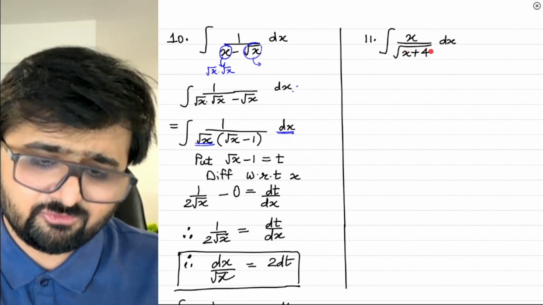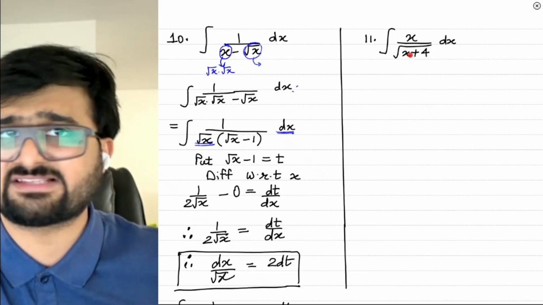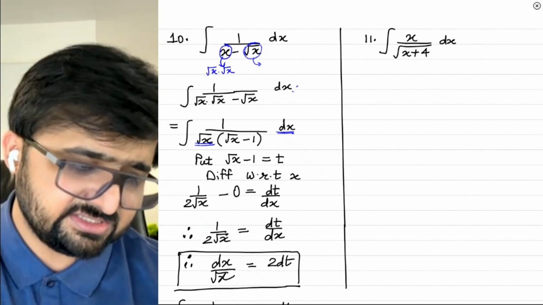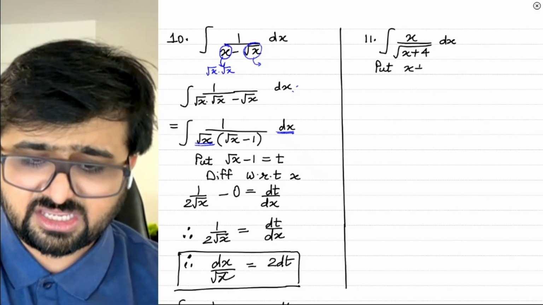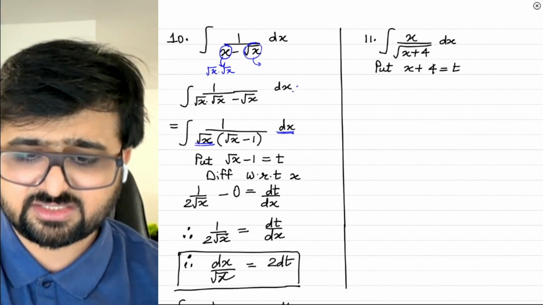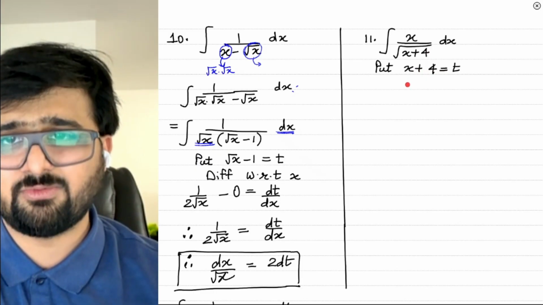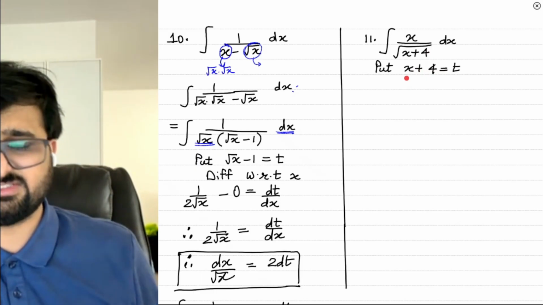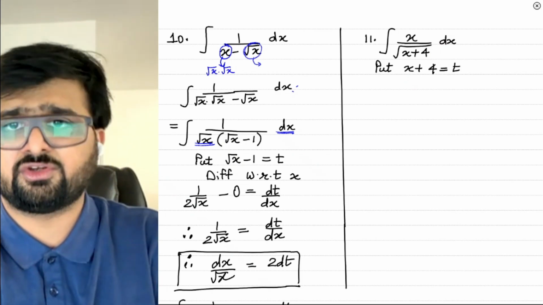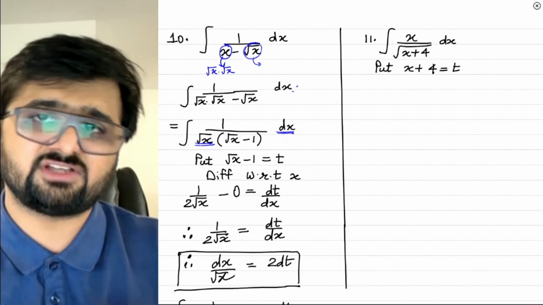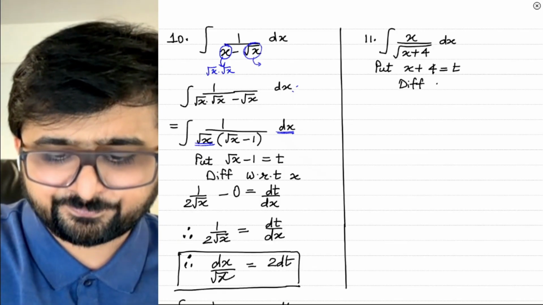The derivative of x plus 4 is just 1. So that is always present. You don't have to worry, so it is very simple here. You just put x plus 4 equals t, because that's the composite part, and the derivative of x plus 4 is simply 1. That doesn't matter actually, because 1 is always present. You don't need to explicitly bring 1. So differentiate both the sides with respect to x.